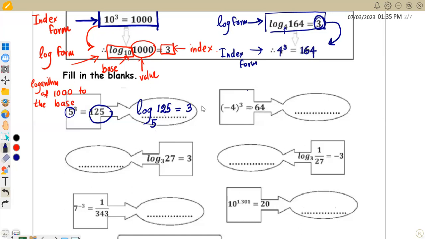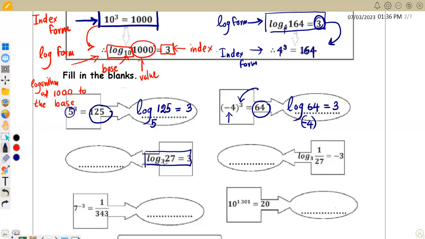Then here, this can be written as logarithm to the base what? Now here, the base is a negative value. It is minus 4. Then what you have to write within the log term is the answer in the index form. It is 64. Then this is read as logarithm of 64 to the base negative 4 is equal to the index of the index form. It is 3. Then here it is log form.